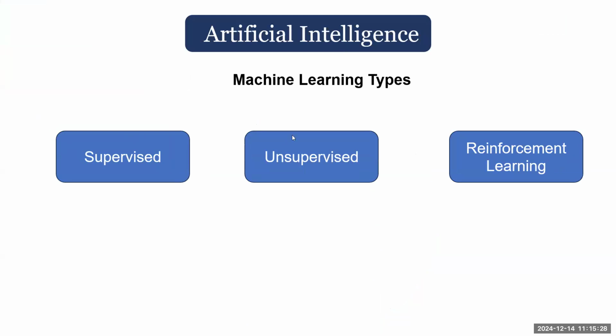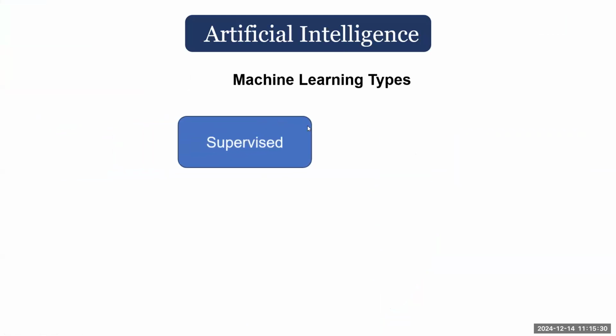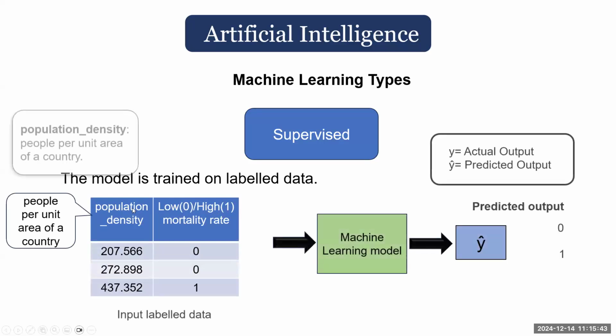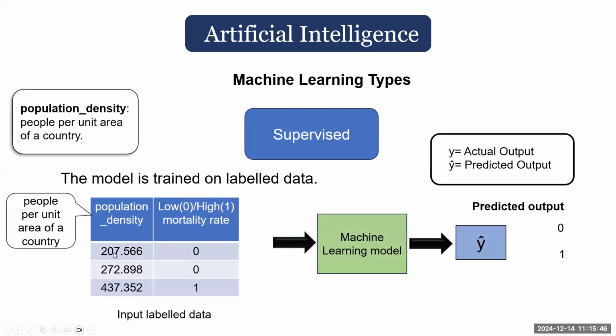So we'll look into what exactly is supervised learning. In supervised learning, we have data and we also have the labels associated with the data. What do I mean by that? Here you can see you have population density, so you have data, some numbers. Along with these numbers, you have the mortality rate, which is in terms of 0 and 1. This is the label associated with the data.